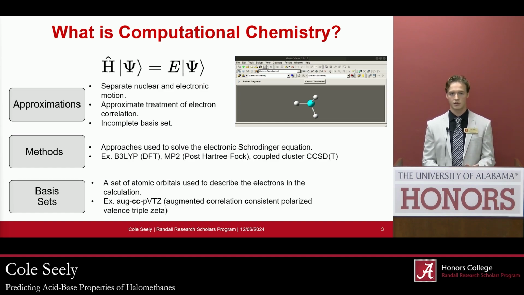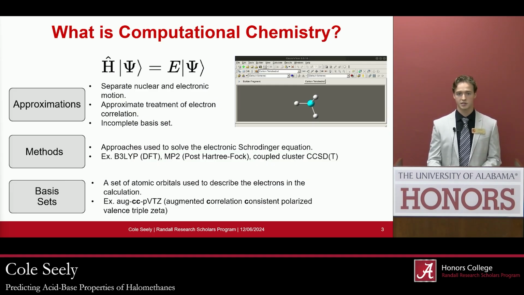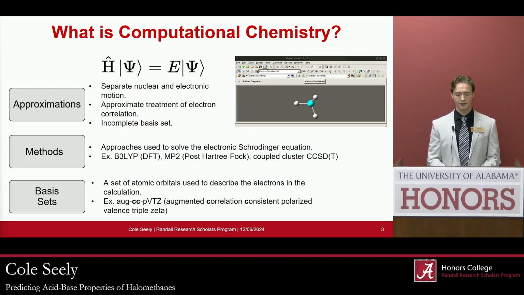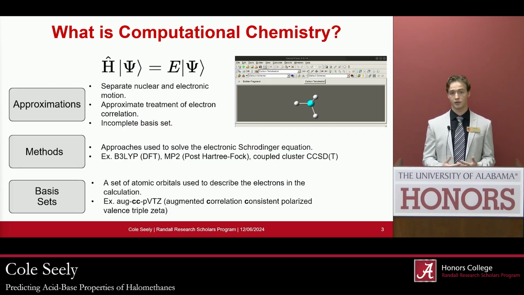So the augmented term here says that the basis set includes diffuse functions, which account for electron density far away from the nucleus. Correlation consistent tells us that this is a Dunning type basis set and is specifically designed for electron correlation. And polarized tells us that there are added polarization functions. And finally, valence triple zeta tells us that there are 3 sets of basis functions used to describe the valence orbitals.